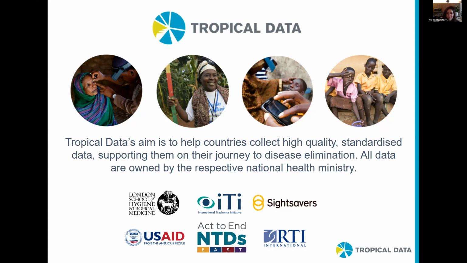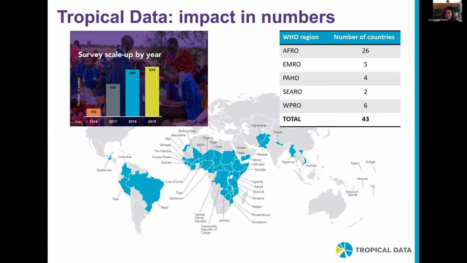Tropical Data is a partnership between health ministries and the partners you see here: London School of Hygiene and Tropical Medicine, ITI, RTI, Sightsavers, and WHO. It's a team I feel very privileged to work with. To give you an idea of the magnitude of the data, I'd first like to touch on the project impact thus far. Since the project began in February 2016, Tropical Data has supported trachoma surveys in nearly 2,000 evaluation units, examining over 6 million people in 43 countries across 5 WHO regions.